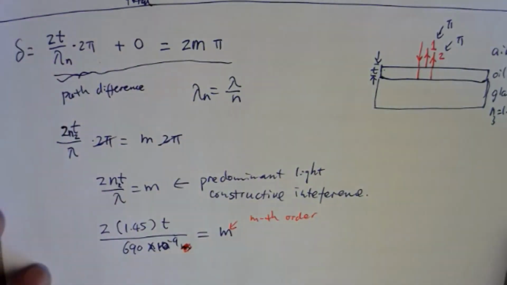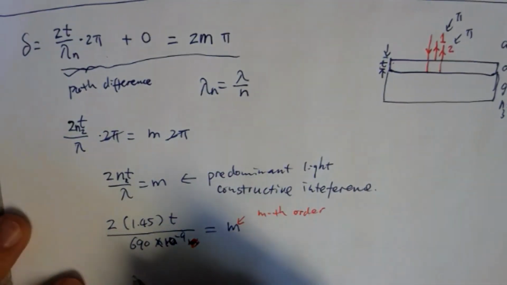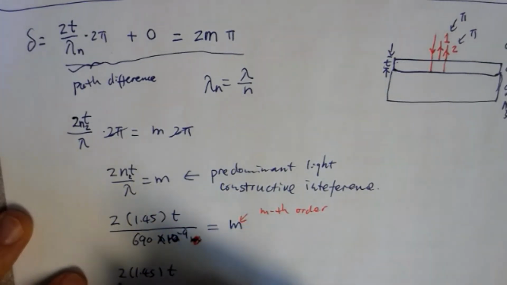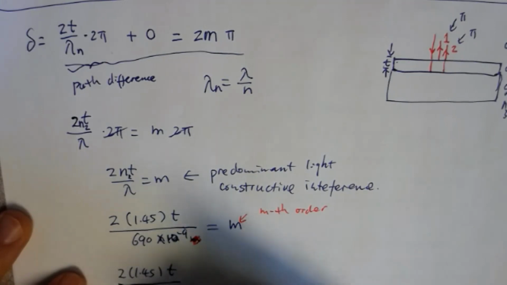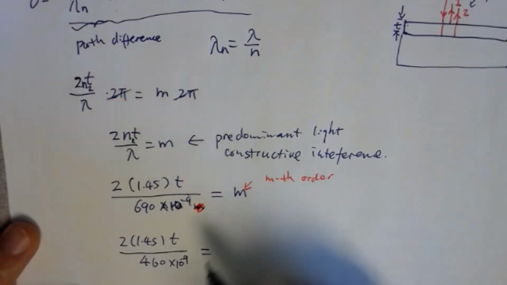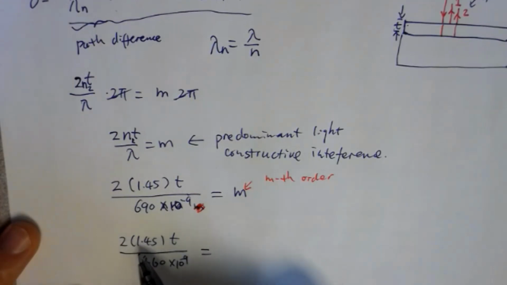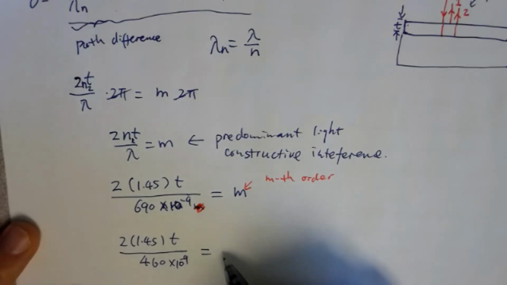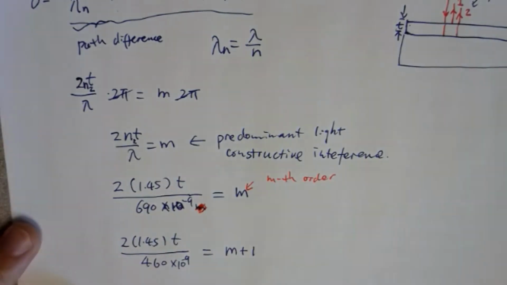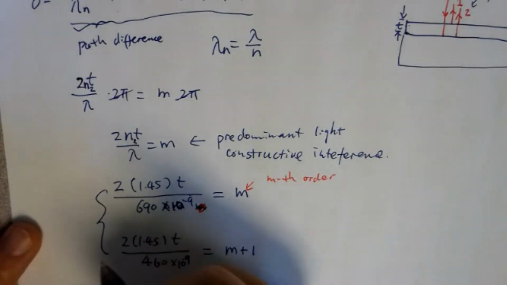Now for the other one, you can also write it out: 2 times 1.45 times t divided by 460 nanometers, 10 to the minus 9. If this one has m orders, for the next one you see the denominator is smaller, so you should get a larger number instead of m. So you probably get the next order of interference, m plus 1. That's what these two tell you.